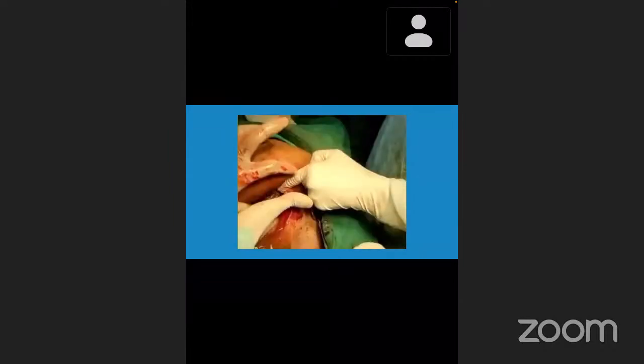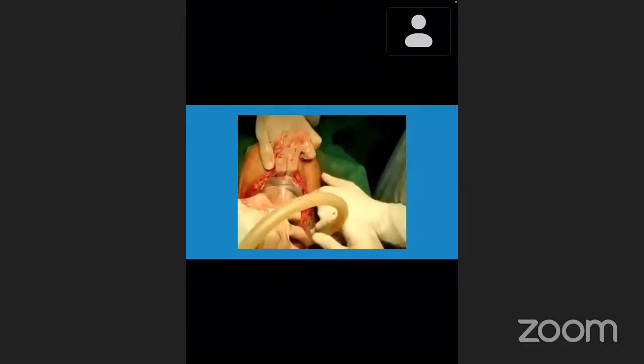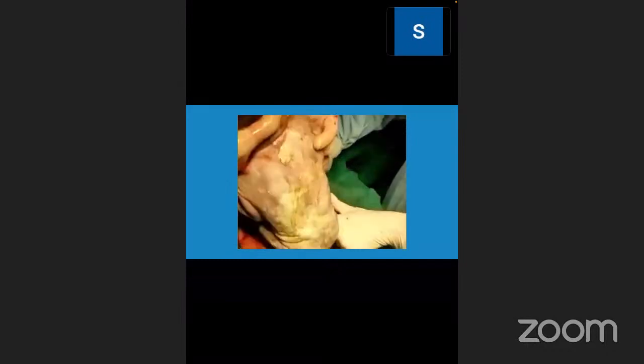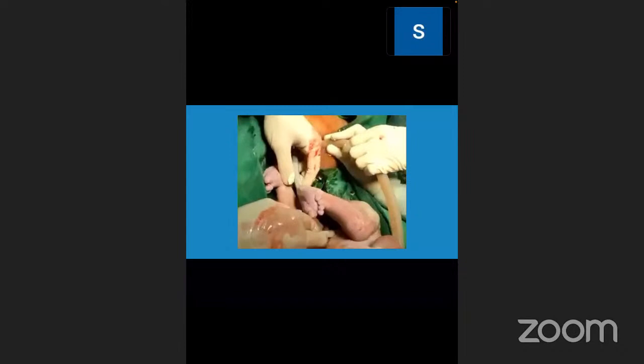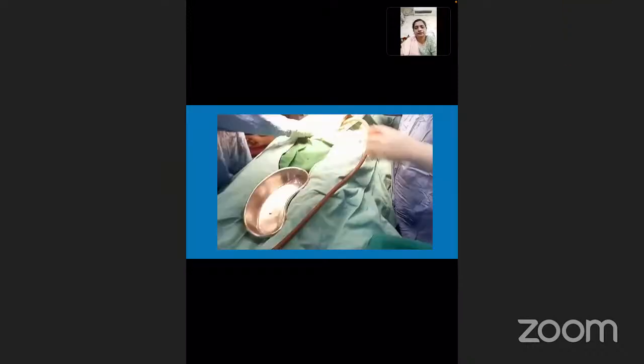Put your two fingers in between the fetal head and the upper flap of the lower segment. Insinuate your four fingers between the lower segment and the fetal head. Apply a little bit of traction and deliver the fetal head. I have told you about three maneuvers: one is application of ventouse, then the application of forceps, then inverted T. I have no video of modified Patwardhan, so I'm sharing one video.